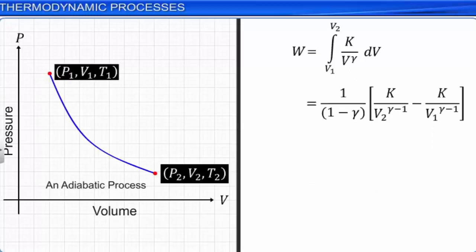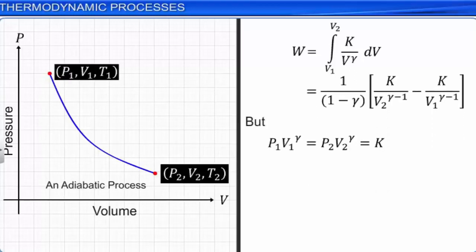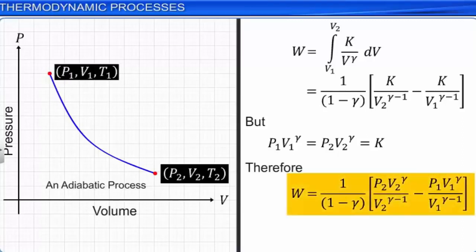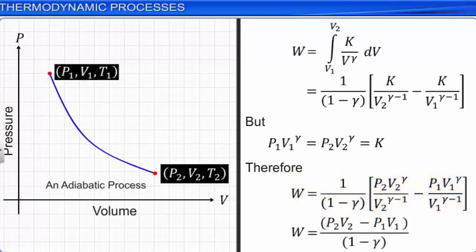Therefore, W is equal to 1 by 1 minus gamma into P2V2 to the power of gamma by V2 to the power of gamma minus 1 minus P1V1 to the power of gamma by V1 to the power of gamma minus 1, which is equal to P2V2 minus P1V1 by 1 minus gamma. Let this be equation 3. This is the expression for the work done by an ideal gas in an adiabatic process.